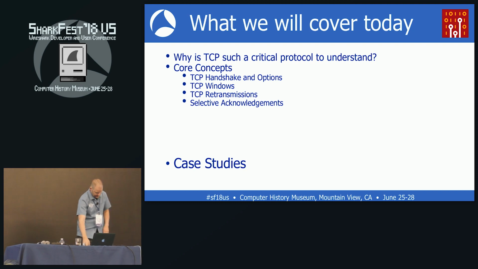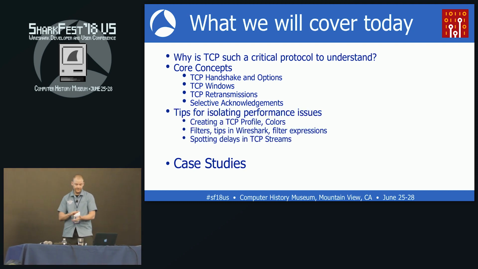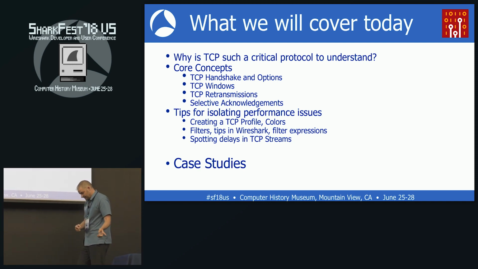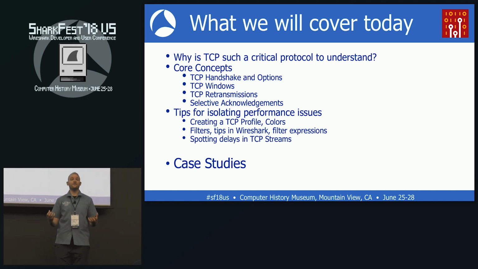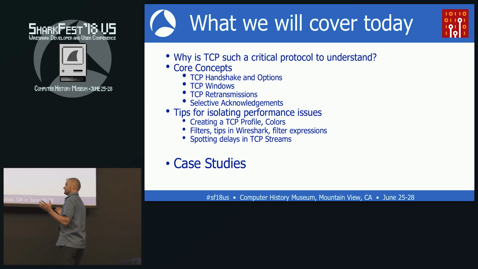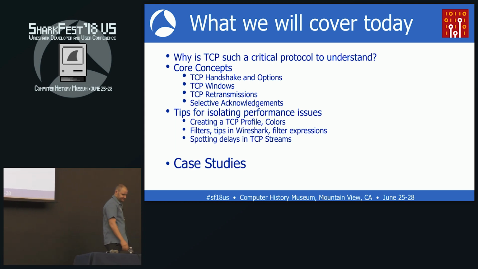Again, this is in session 1. As we get into session 2, we'll do a bit more with case studies, also tips for isolating performance issues. This is the TCP tricks part. So creating a TCP profile in Wireshark: how can we create a profile that can help us find some of these issues faster? What filters can we set? Spotting delays in TCP streams, so I've got a handful of things there for you. And of course, case studies like I mentioned.